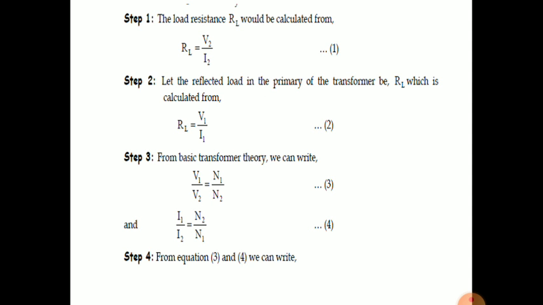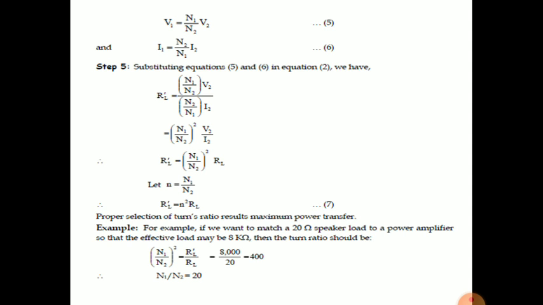From basic transformer theory, from equations 1 and 2, V1/V2 is equal to N1/N2, which is the turns ratio, and I1/I2 is equal to the reverse of the turns ratio, N2/N1. So from equations 3 and 4 we can write V1 = (N1/N2) × V2, and I1 = (N2/N1) × I2. As you know, all those formulas.